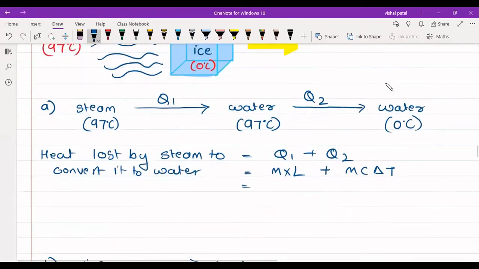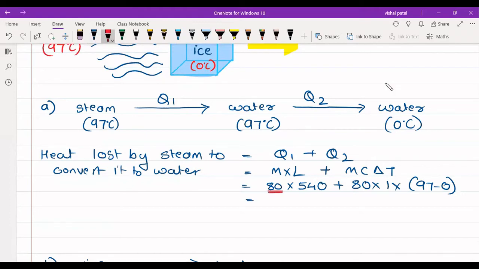Now I'll put in the values, students. Mass is given as 80. I have the textbook, so I'm taking it from there. Latent heat is 540, plus mass is 80, we know specific heat is 1 and change in temperature is 97 minus 0. Is that correct, students? To make the calculations easy, I can take 80 common. So I'll get 540 plus 97.